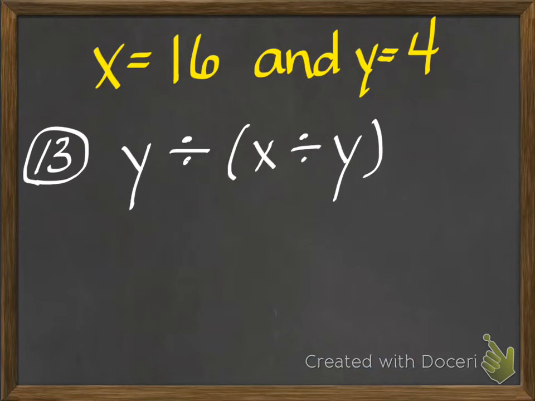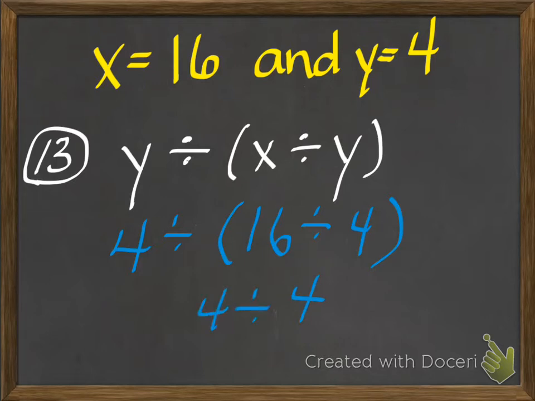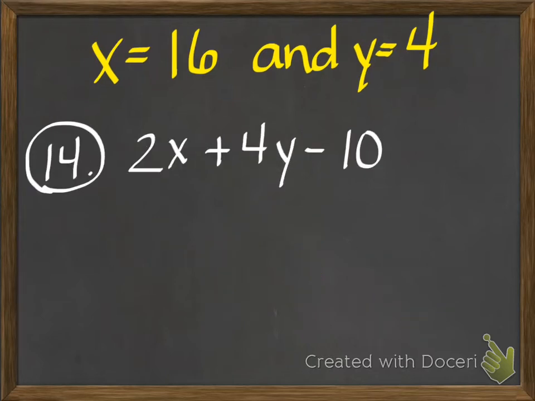Okay, x equals 16, y equals 4, y divided by x divided by y. Okay, so you should have 4 divided by, x is 16, divided by y is 4. And the first thing you're going to do is whatever's in the parentheses. 16 divided by 4 is 4. And now you have 4 divided by 4. You rewrite the rest of the problem. 4 divided by 4, and that equals 1. Okay? Let's try this one.